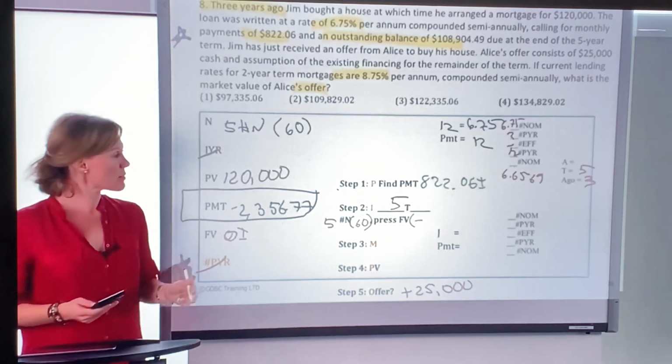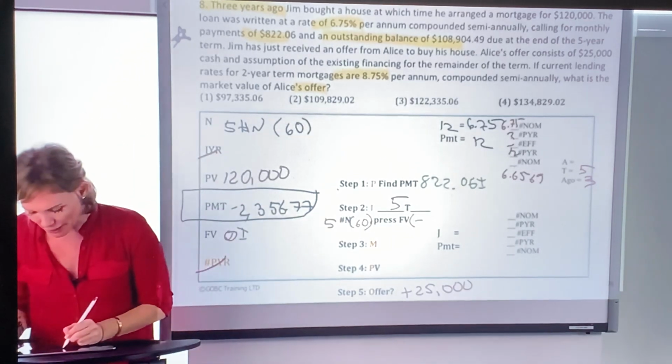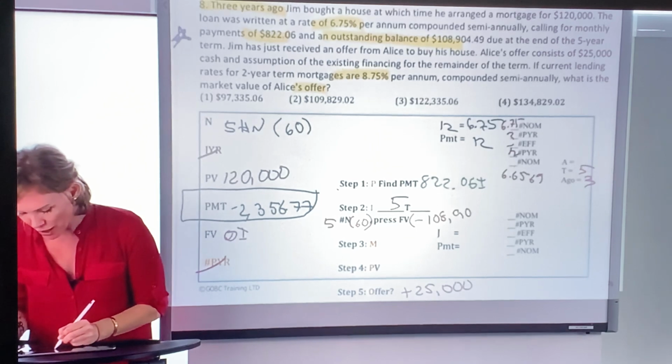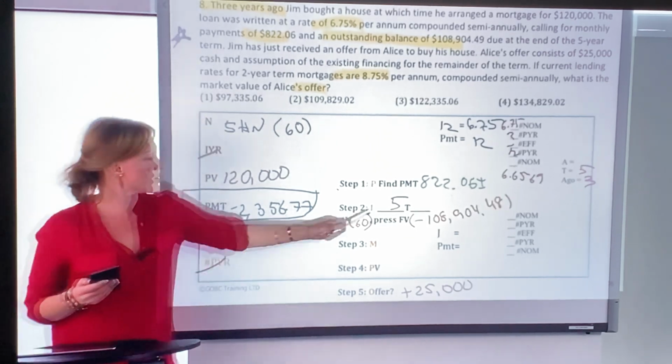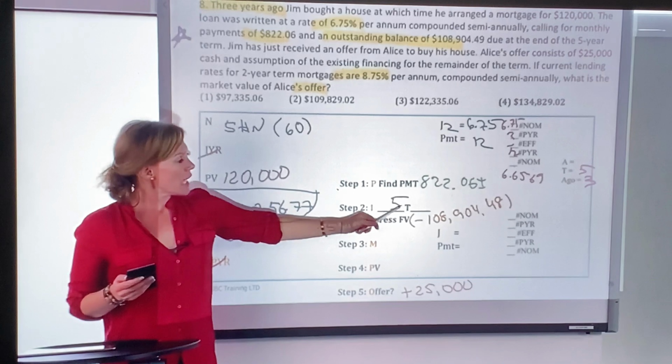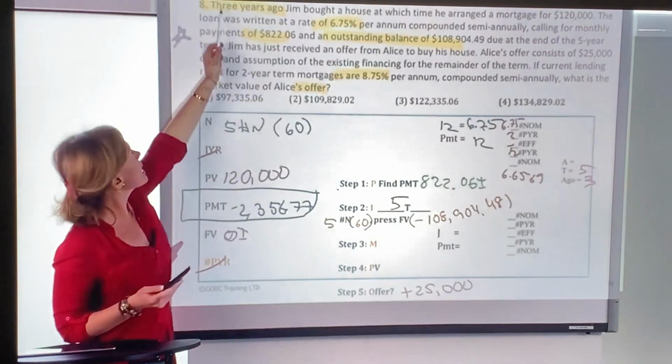So do 5 shift N. Come up at 60 months. Future value come up as a negative 108,904.48. Right? So that's what we got in here. It's lower than that. That's perfect. And we're not finished with the timeline because we still have that 3 years ago.